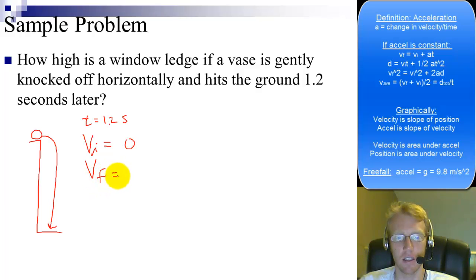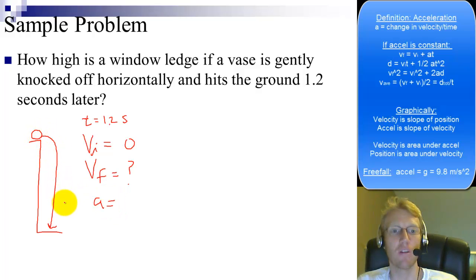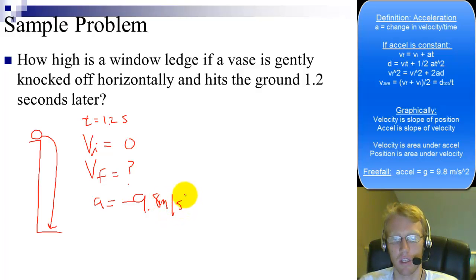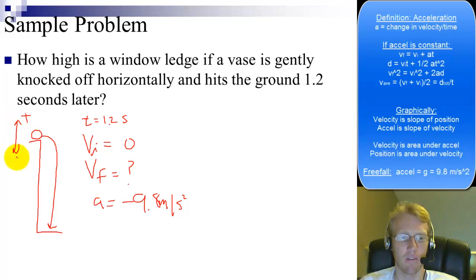Velocity final when it hits the ground, we don't know that. The acceleration, well, if this object, what's causing it to fall? It's in free fall because the only force on it is gravity pulling it down. So therefore we know the acceleration is negative 9.8 meters per second squared, and I'll choose my coordinate system to be positive as up and negative as down. Okay, and I'll have it end at height equals 0 and start at height equals unknown.